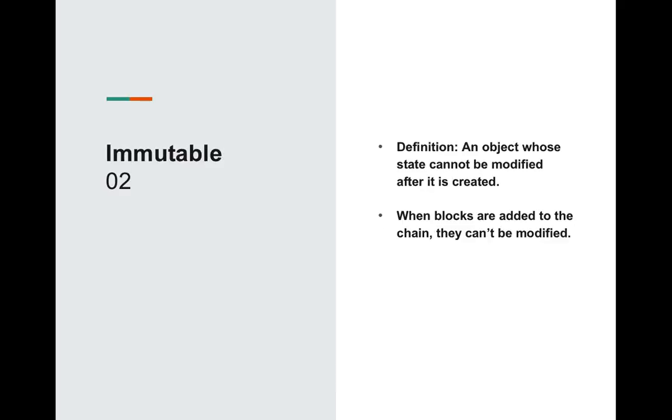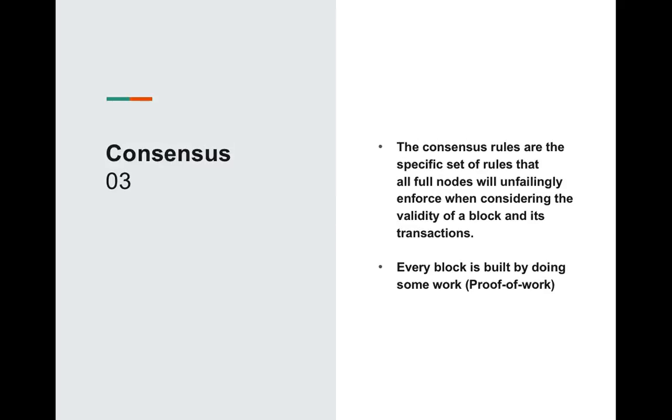So number two, immutable. Wikipedia defines immutability as an object whose state cannot be modified after it is created. This means that with blockchain, whenever a block is created and added to the chain, no single person inside the chain can go back and modify the contents of this block. This gives very high tolerance to change inside the chain.